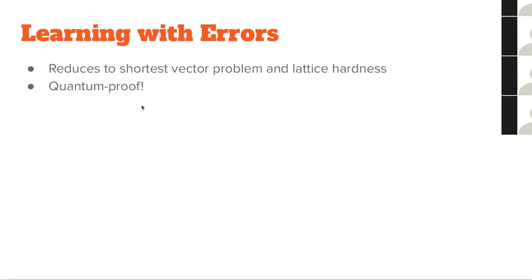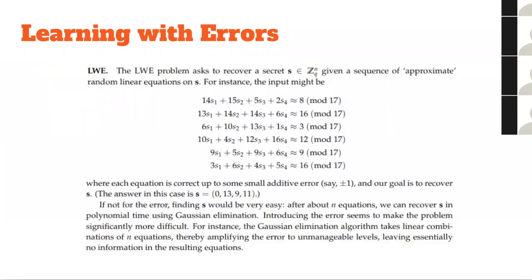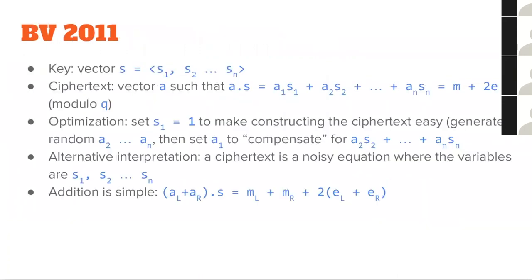These mechanisms also reduce to hardness of lattices and the shortest vector problem, and all of these other problems that are fairly well studied in mathematics. So basically, the schemes that I'm going to get into from here on are not going to depend on approximate GCDs. They're going to depend on hardness of solving approximate systems of linear equations. So let's get to BV 2011.